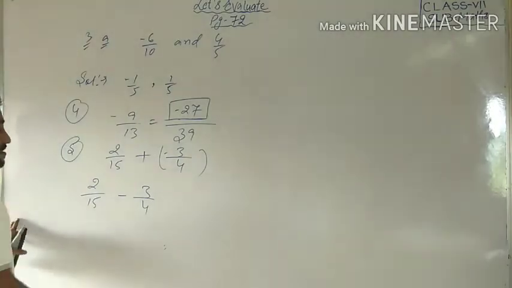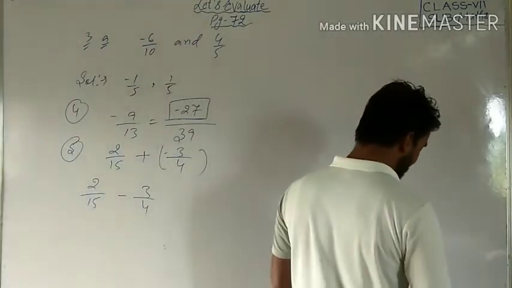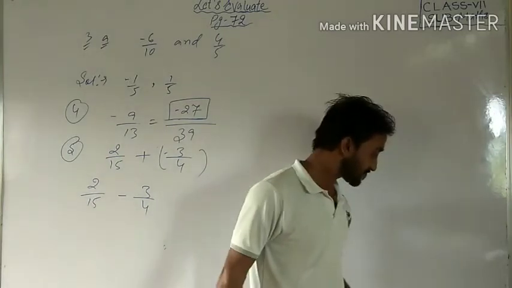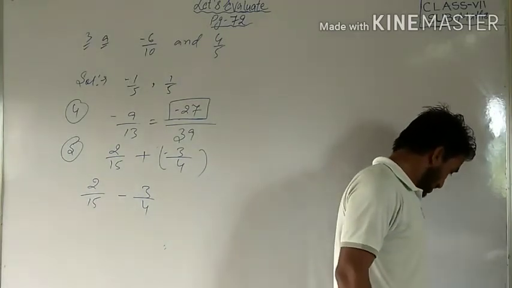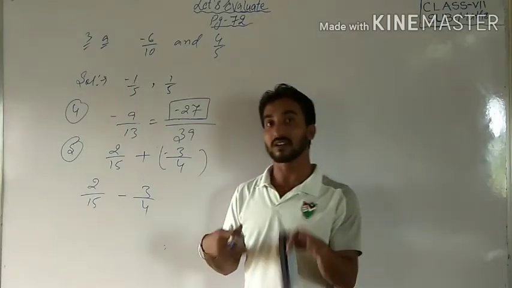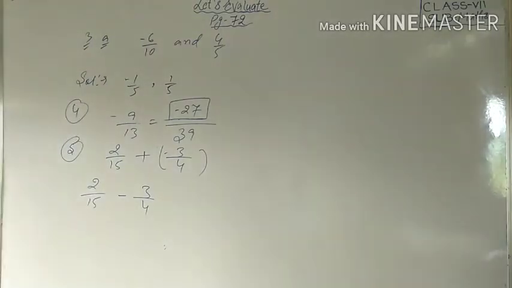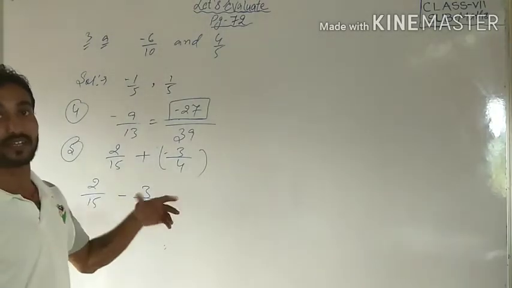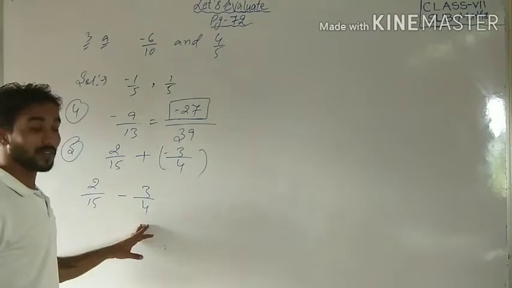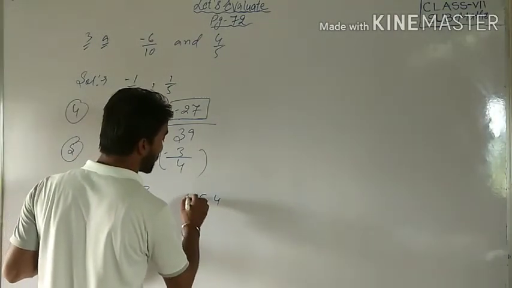What will be the denominator? What will you do to make the denominators equal? It means you will make the denominator equal. To make the denominator equal, what will you do? Simply you will find the LCM. What will be the LCM of 15 and 4?